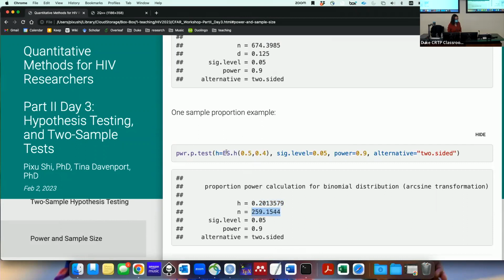When you write this in a proposal, you will say that assuming that null is 0.5 and we want to detect the change if the alternative is at 0.4. You do not have to write this number in your proposal, but you need to use this function in the p-dot test. Any questions?